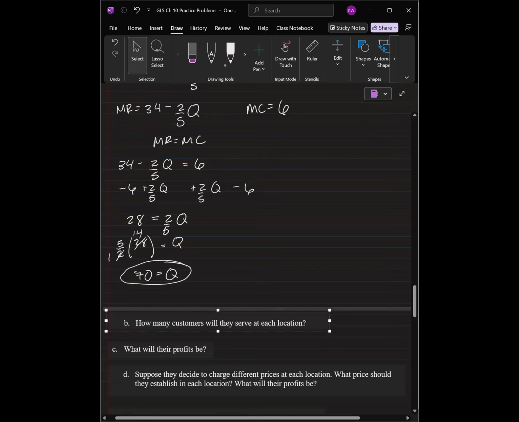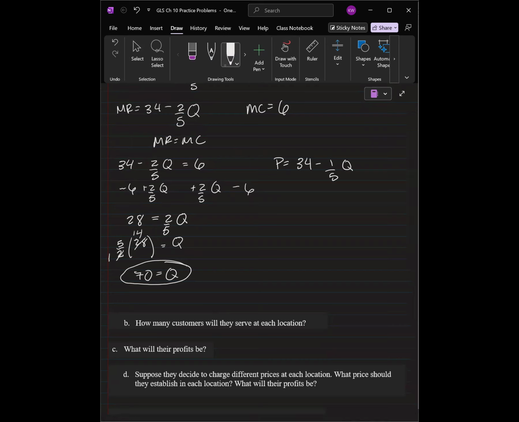And now we can find the price that they charge. Their price is going to equal 34 minus 1/5 times Q. That's just their inverse demand equation. We substitute 70 for quantity, so we have price equal to 34 minus 1/5 times 70. So price is equal to 34 minus 14, and that gives us a price of $20. All right, so their profit-maximizing price is $20, and in total, they're going to produce 70 meals.